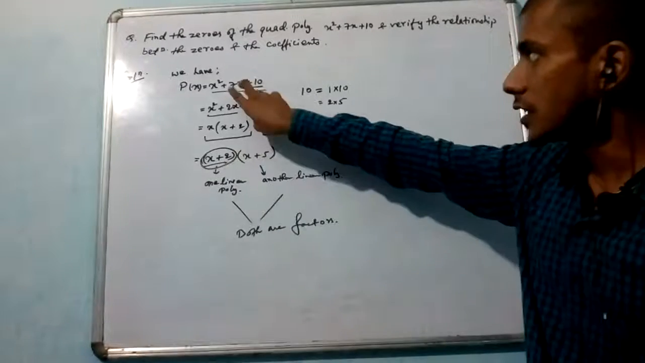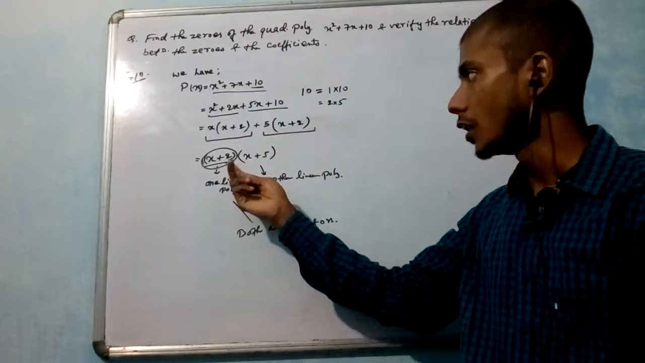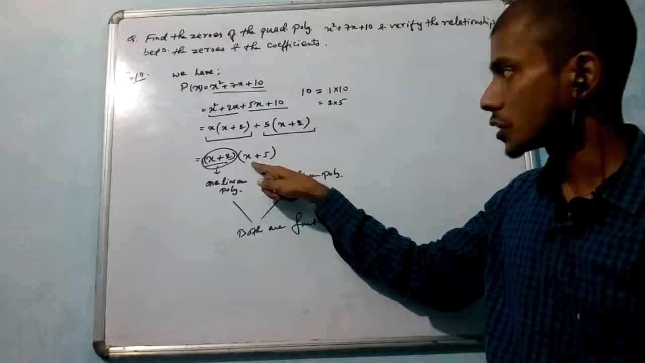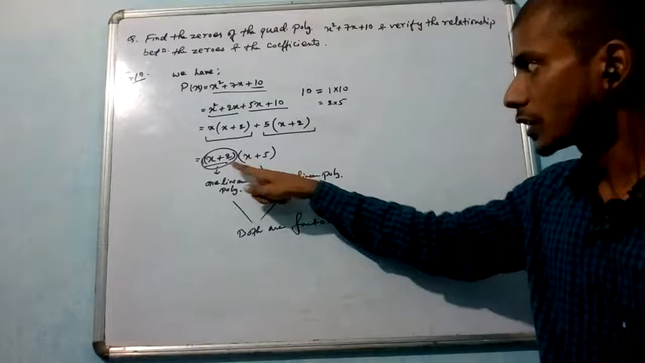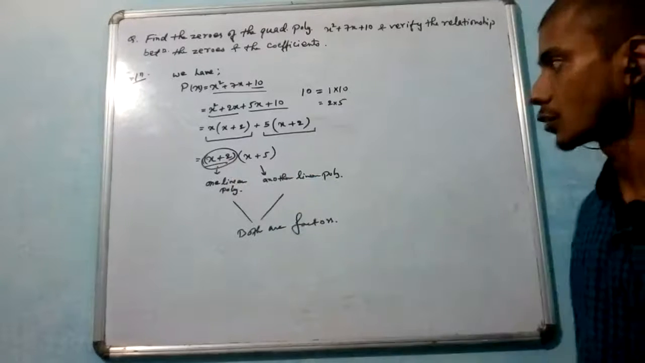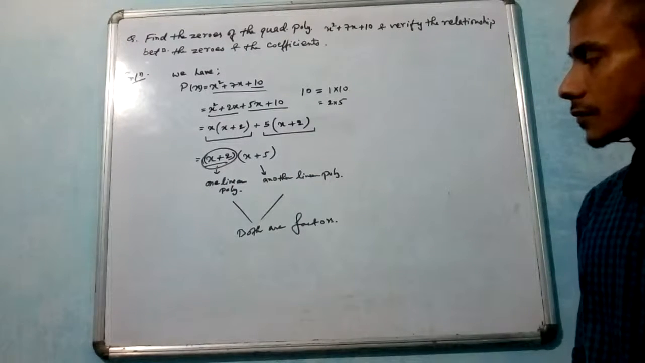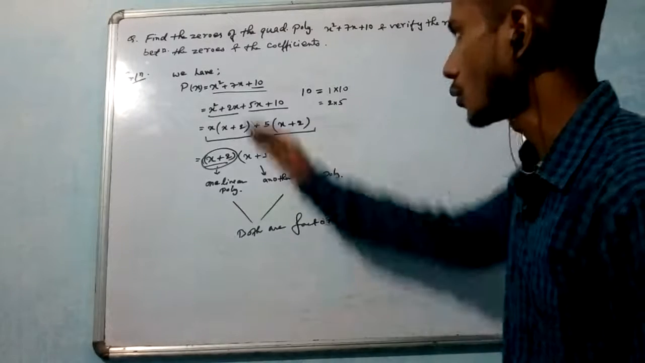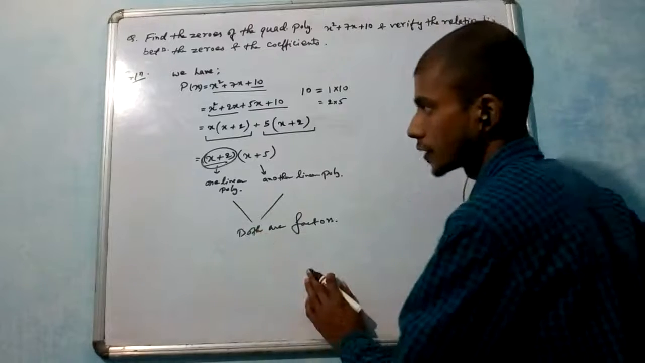Yes. Divide this polynomial with any of the factors, you will get the remainder 0 only. Since this is equal to the product of these two linear polynomials, with one you divide, you will get the other one in the quotient. With this, if you divide, you will get in the quotient this x plus 2. Okay? Now, can you tell me the zeros of this polynomial from the factors?